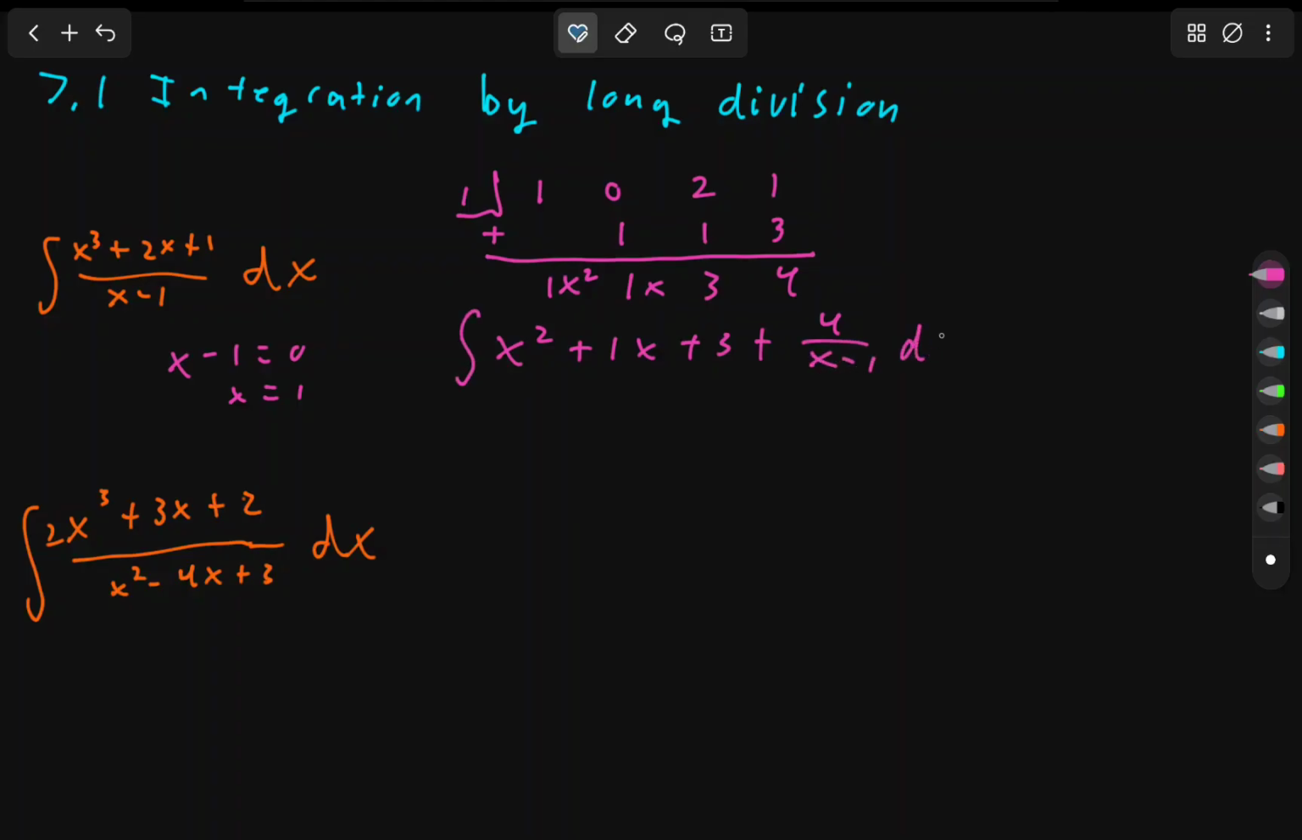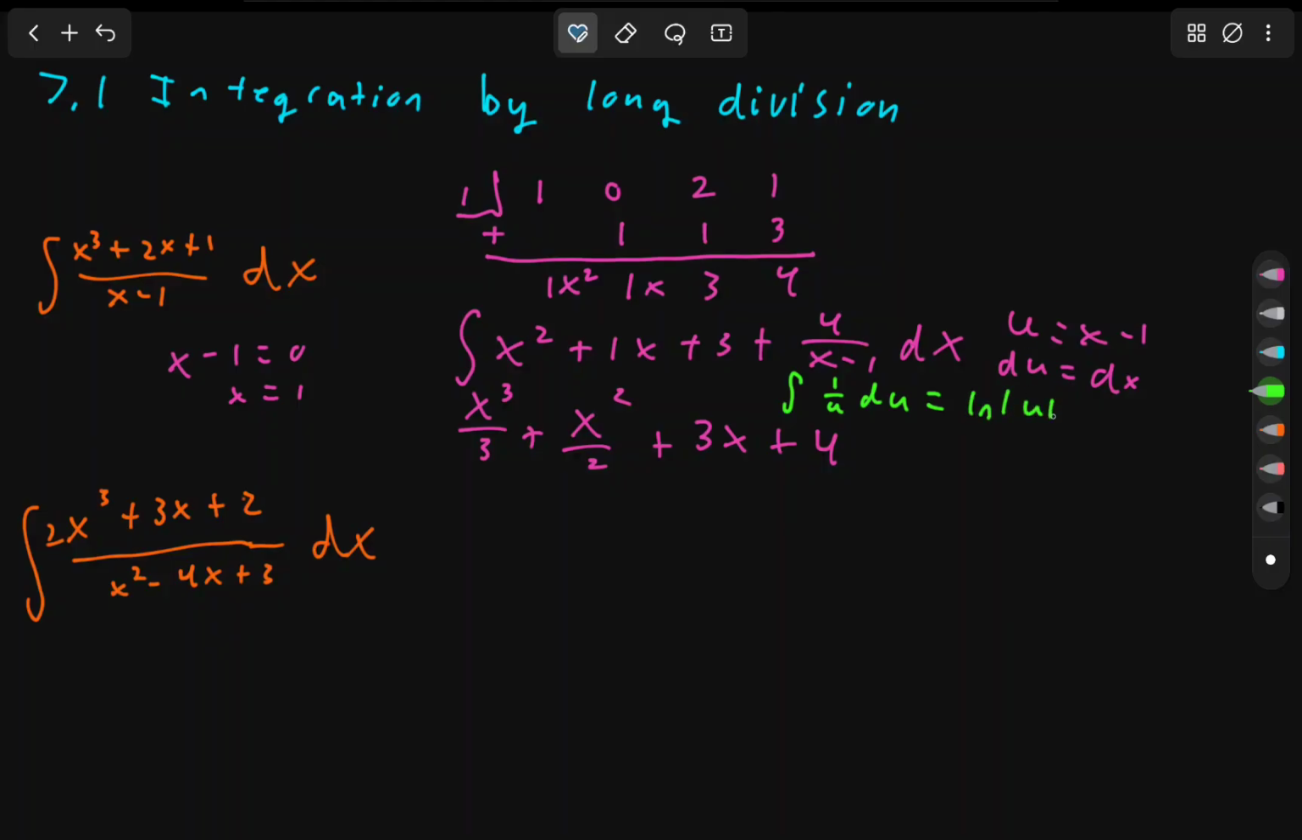Now this function right here is a lot easier to integrate. We can integrate this last portion using u substitution. So whenever we integrate this, we'll get x cubed divided by 3 plus x squared divided by 2 plus 3x plus 4, and we're going to say u is just going to be x minus 1, so then our du is just going to be dx. So I'm just going to say this is the same thing as the integral of 1 over u du, which is equal to the natural log of absolute value of u.